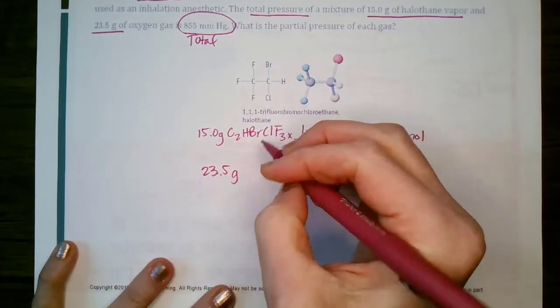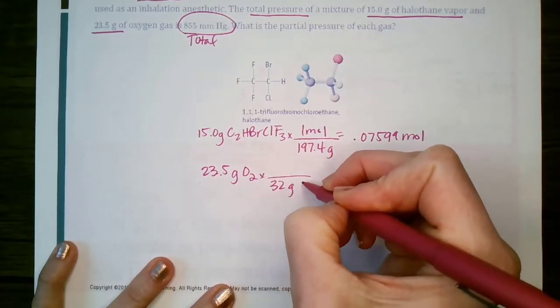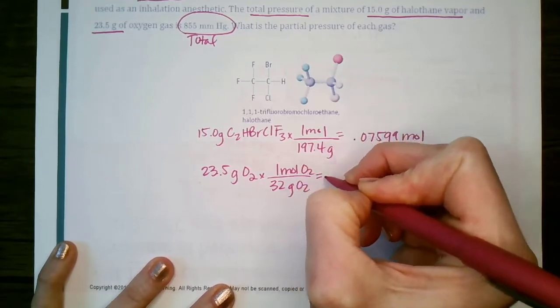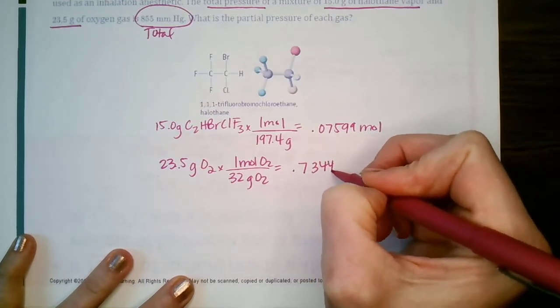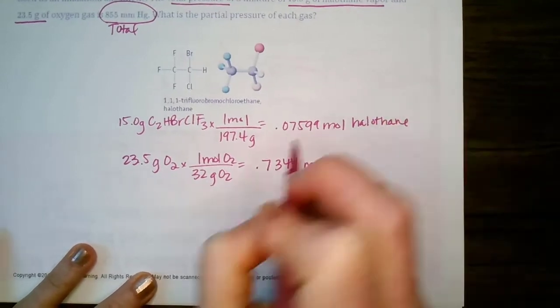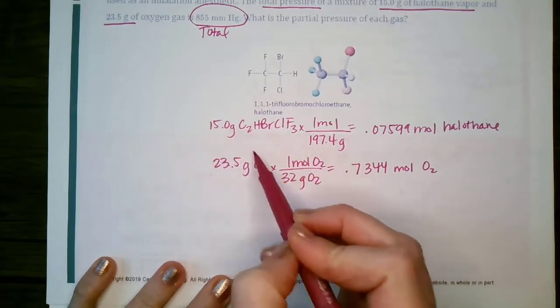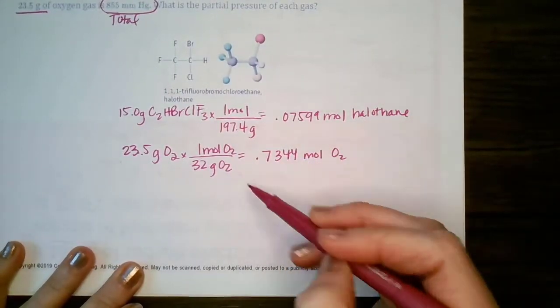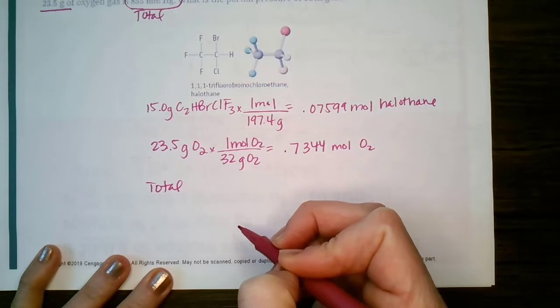All right, we also know that we've got 23.5 grams of oxygen, of O2, and we've got 32 grams of O2 in 1 mole of O2. So 23.5 divided by 32 should give me 0.7344 moles of oxygen. And this is for halothane. All right, now we also know that the total amount of gas, because I've got a mixture of 15 grams of this and 23.5 grams of this, is both of mine combined together.